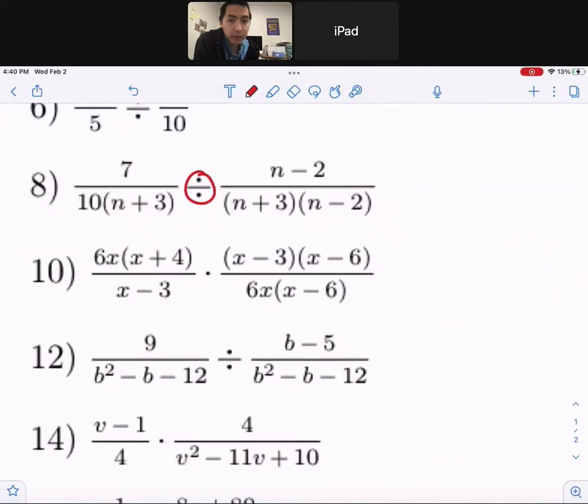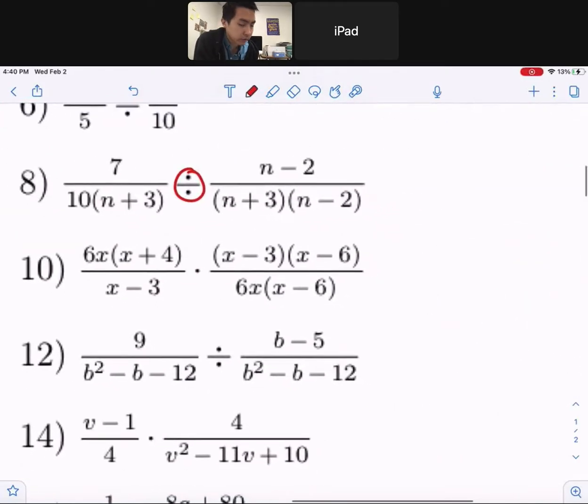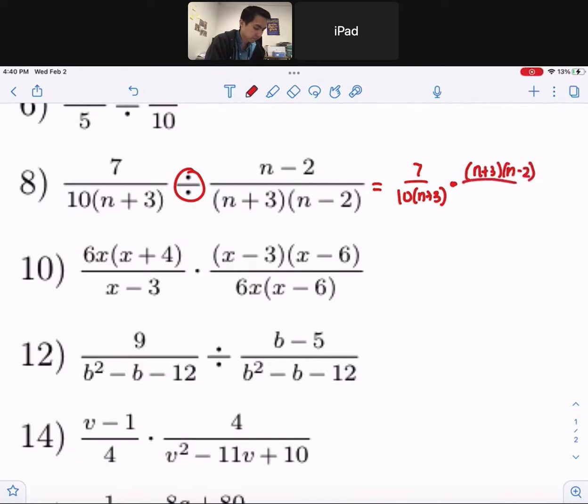Number 8. Now again, we have multiplication and division, so we do not need to find a common denominator, only when we're adding and subtracting. So we're going to change that to multiplication. We're going to take the reciprocal, and then we're going to cancel from top and bottom. And plus 3's and minus 2's for 7 all over 10.